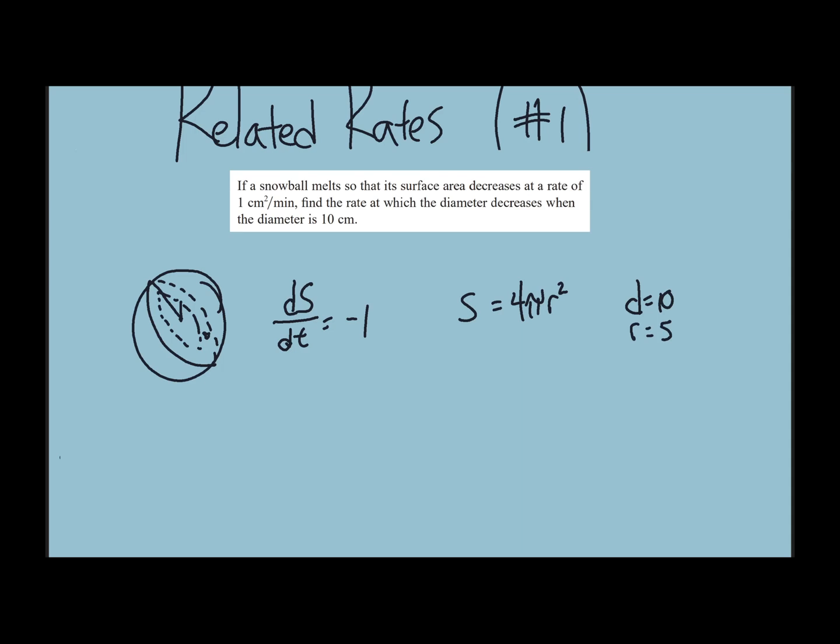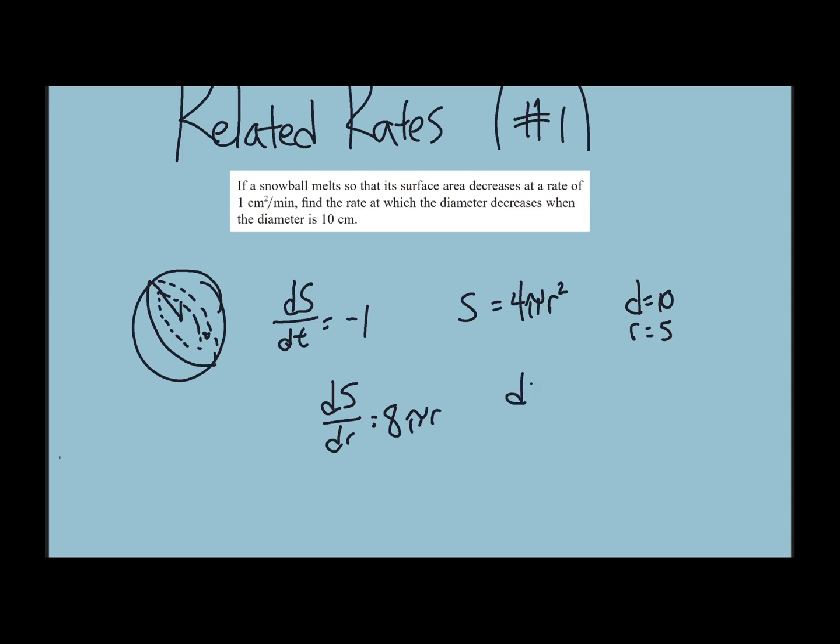Okay, so what can we do? They gave us a dS/dt, but there's no t here. We have a radius. We can take a dS/dr, right? We can say dS/dr equals 8 pi r. All I did was take the derivative right there.